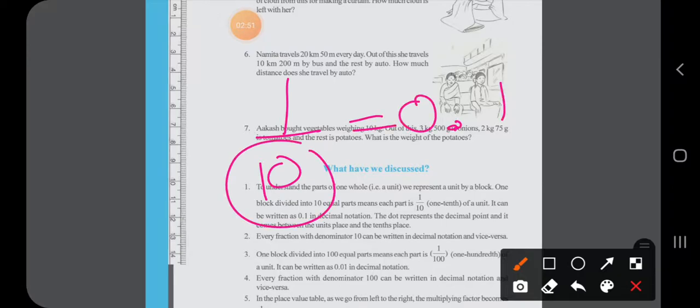So according to the number of zeros you have to put the decimal point, and this dot represents the decimal point, and it comes between the units and the tenth place. So here is the decimal point, this one, this is the unit place, and this is the tenth place.